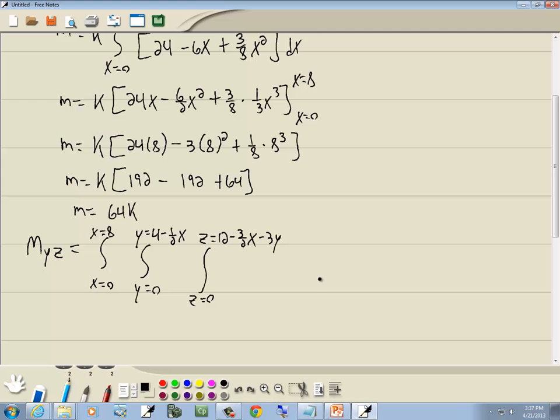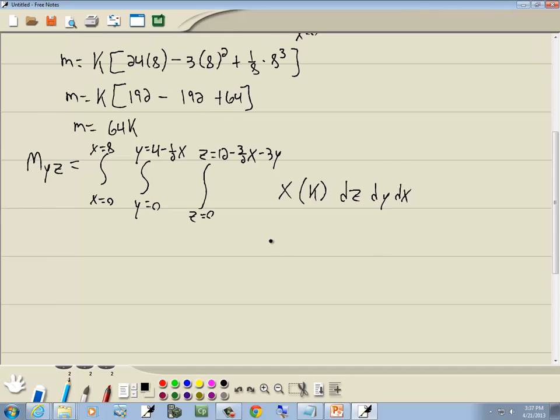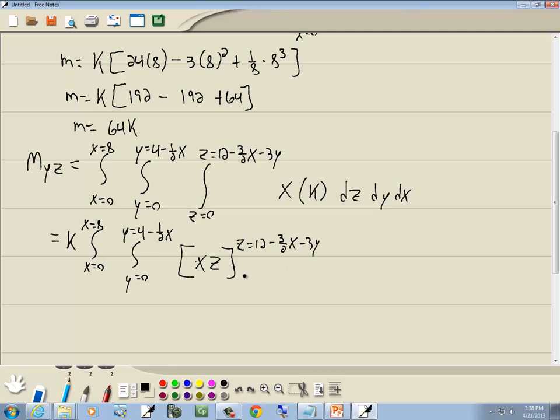MYZ will have x and then rho. What was rho? Rho was k. Then we'll have dz, dy, and dx. Well, the k I can put clear out in front, so I don't need to worry about it. So we got x is equal to 0 to x is equal to 8. Y is equal to 0 to y is equal to 4 minus 1/2 x. And we'll integrate with respect to z. The k's gone, so the x would just become xz. From z is equal to 12 minus 3/2 x minus 3y, or z is equal to 0 to that. dy dx.